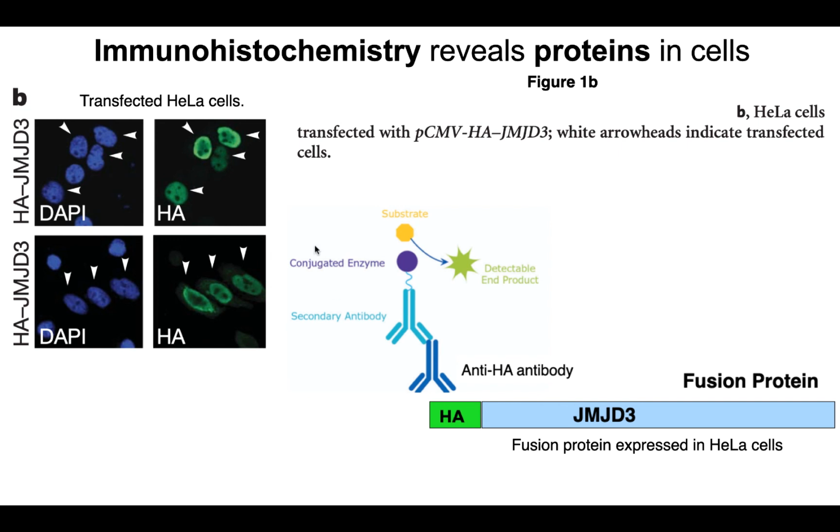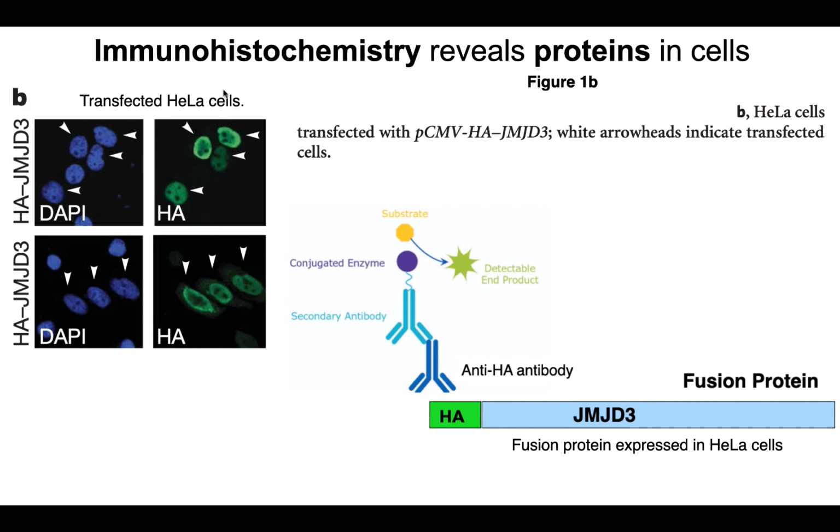Immunohistochemistry. Histology: tissues, organisms, right? That's what the histo is there. Immunohistochemistry is like the same thing as in situ hybridizations, but it reveals proteins in cells. Figure 1b and many of the other figures within the paper take advantage of using immunohistochemistry. If we look at the figure legend of figure 1b, it says HeLa cells transfected with PCMV-HA-JM-JD3, and then white arrowheads indicate transfected cells.